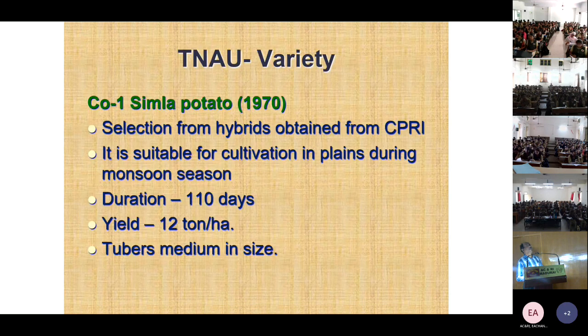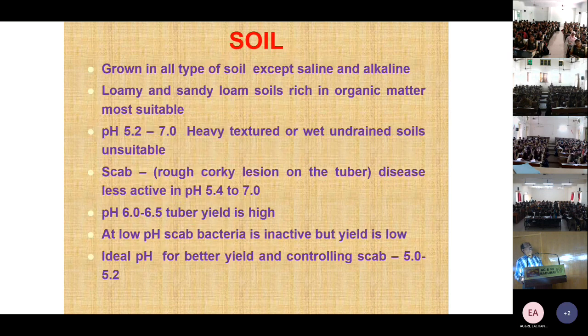And in TNAU varieties, the CO1, actually it is a variety developed from CPRI hybrids obtained from Central Potato Research Institute, suitable for cultivation in plains during monsoon season, duration of 110 days with a yield potential of 12 tons per hectare. And the tubers are medium in size.